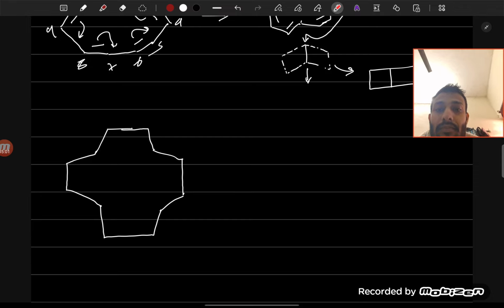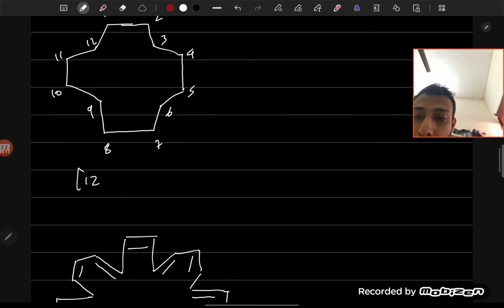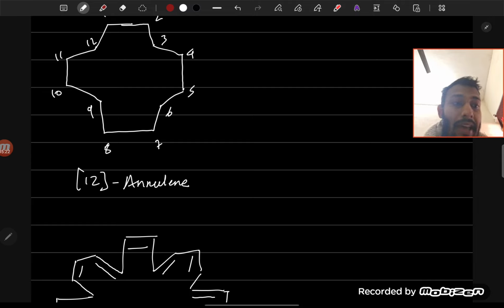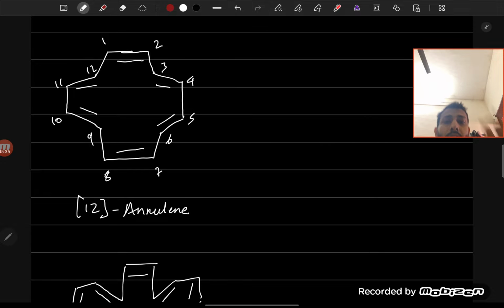Let me number it: 1, 2, 3, 4, 5, 6, 7, 8, 9, 10, 11, 12. So its name is 12 annulene. It has a proper circulation of electrons, and here are the hydrogen atoms.